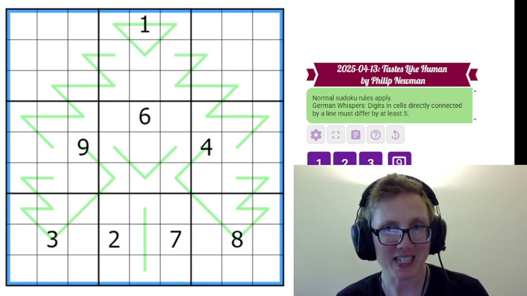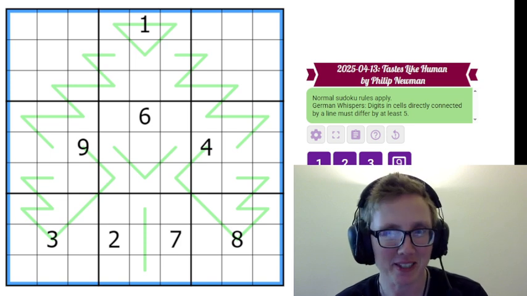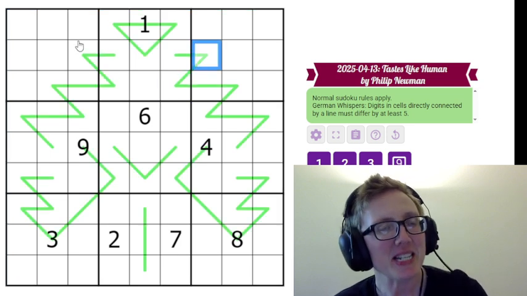This is a bit of an older puzzle that I accidentally skipped the walkthrough for, so now I am going back and re-recording a couple that are missing just to fill in the holes in our list of walkthroughs. So, this is a German Whisper Sudoku.